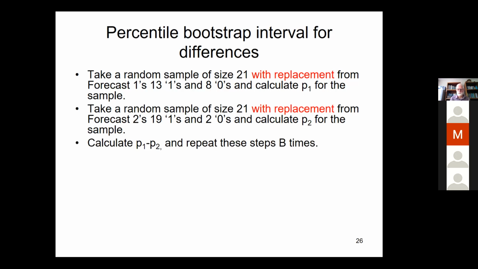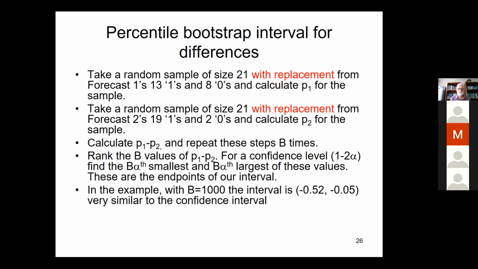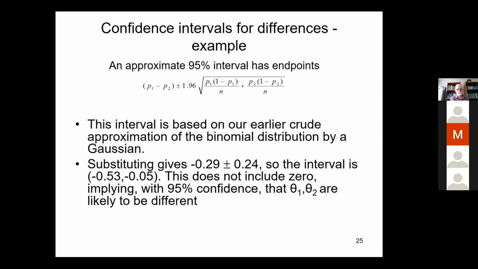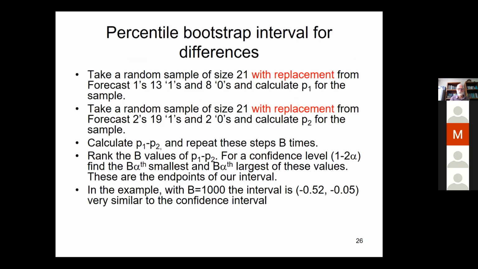So I calculate that and do it B times. Typically B equals about 1,000. And I'll rank the values of P1 minus P2. And again, I'm looking at percentiles of the distribution. So if I wanted a 95% interval, I'd look at the 25th smallest and the 25th largest. And those are the endpoints of my interval. And the interval there is minus 0.52 and minus 0.05, very, very similar. Only difference is a 5.2 instead of a 5.3. So again, that's suggesting that the two values of POD for the two different forecasts are different.